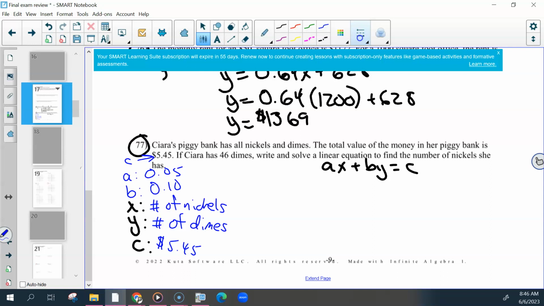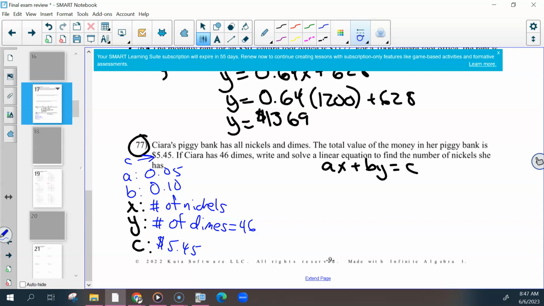Yes, Taylor. For Y, you see the number of dimes, but it says 46 dimes on it. Sure, I forgot it did say that. Sorry. But X and Y are going to be similar. So if you know that the actual number is 46 dimes, then the other thing you're looking for is the number of nickels. But yes, it is like that.